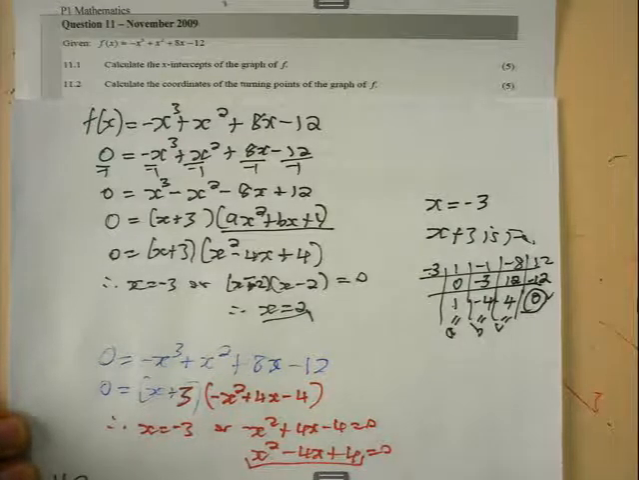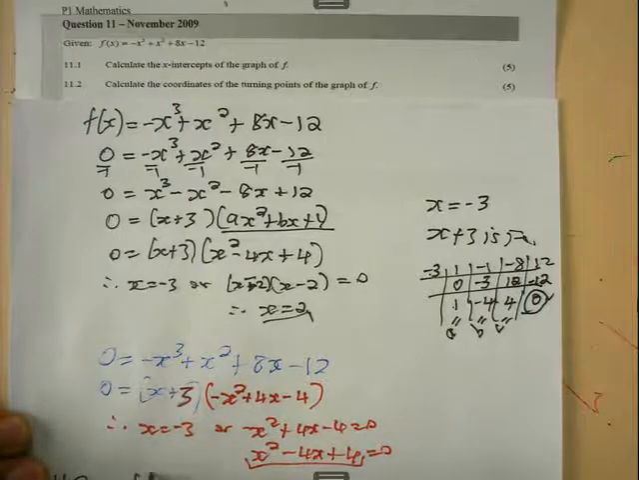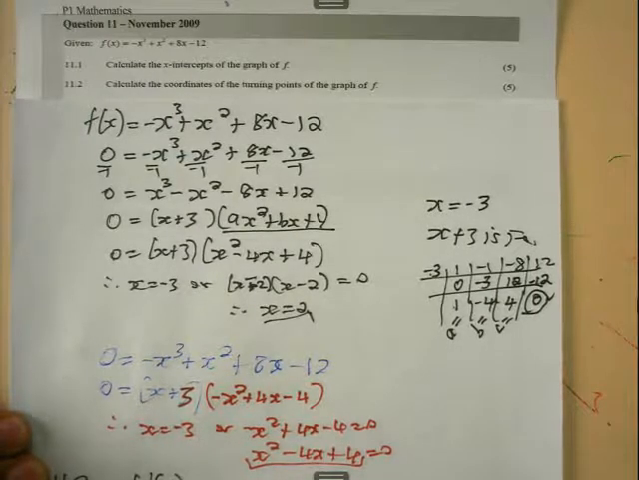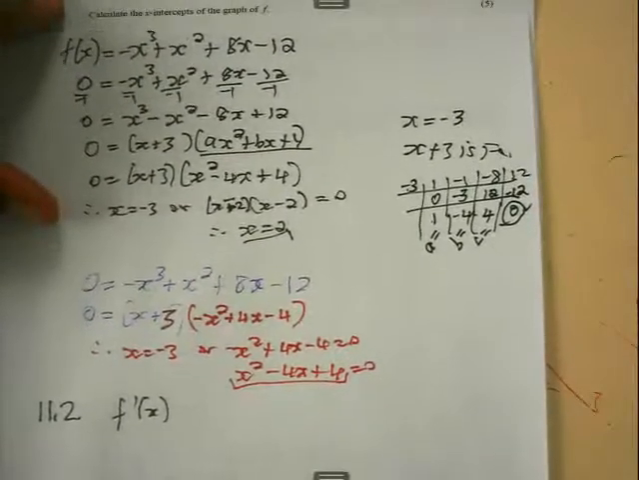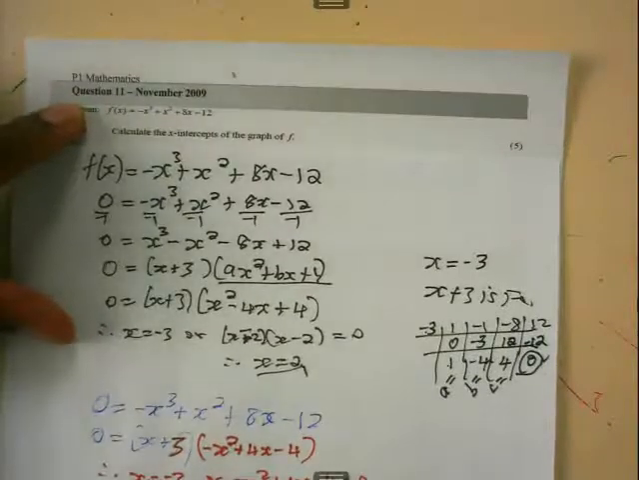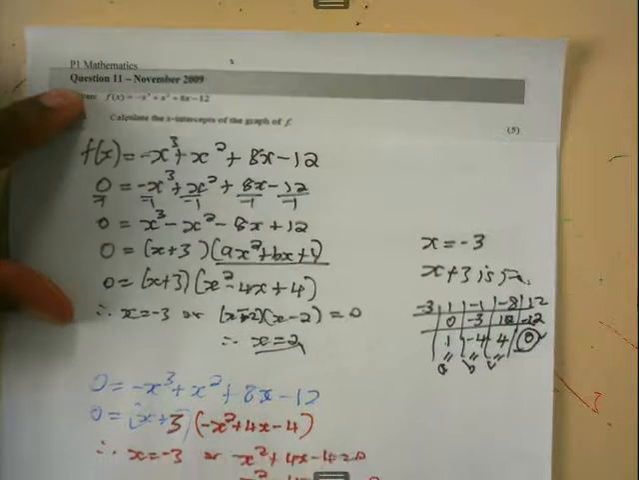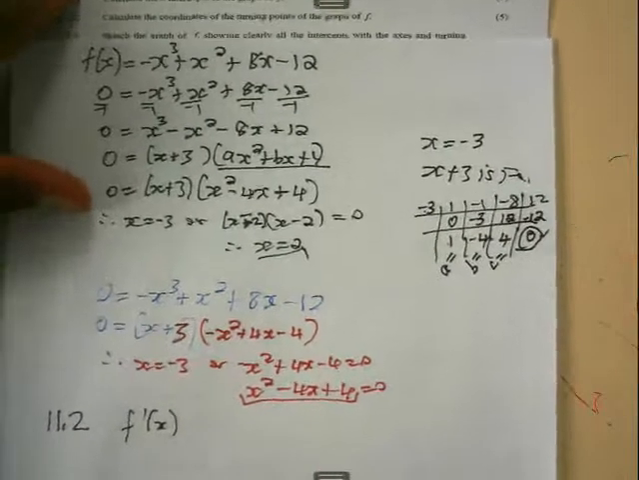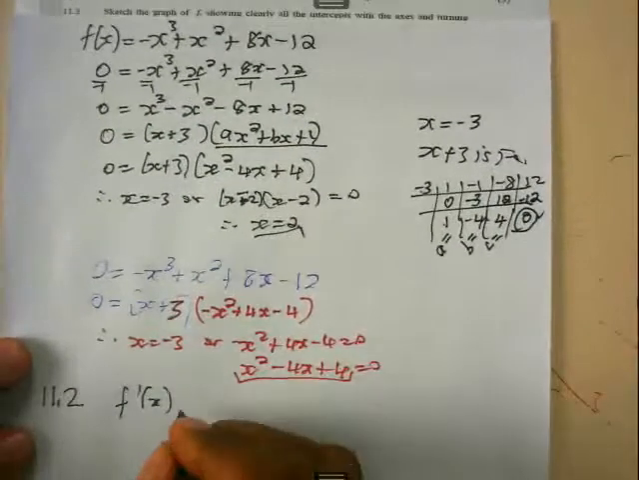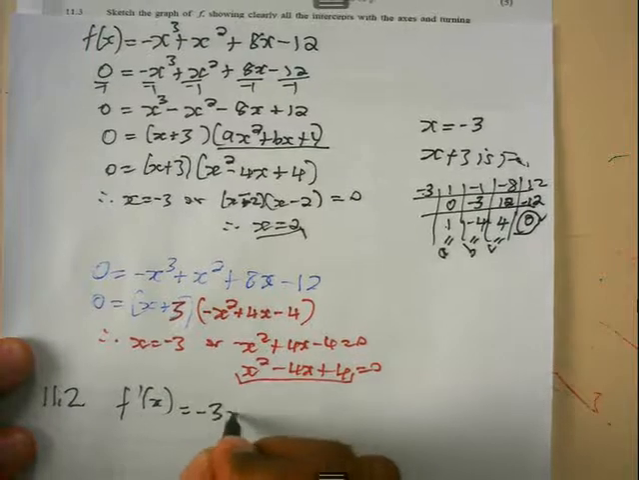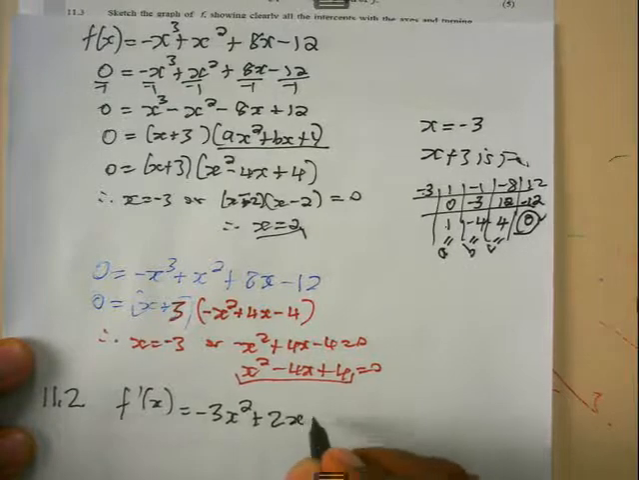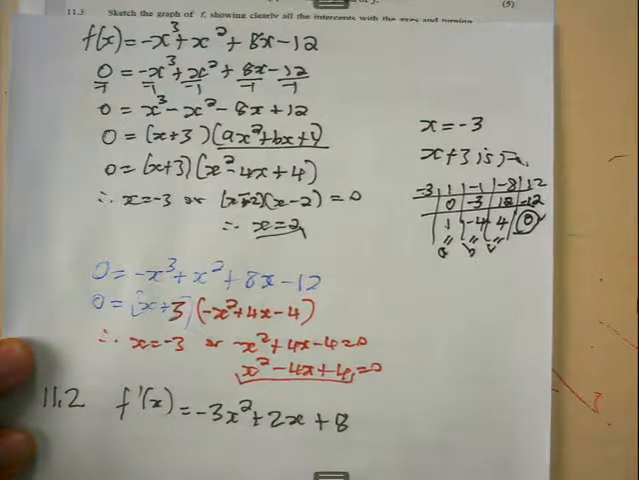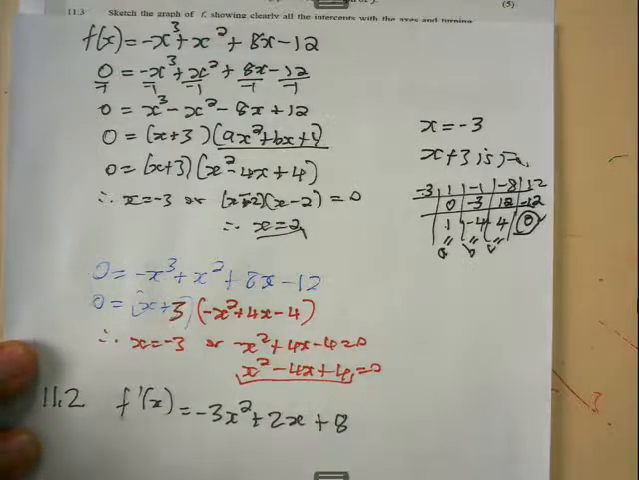Like we indicated at the beginning, we need to take f of x and find f prime of x. Now, what is f of x? We agree that it is minus x to the power of 3 plus x squared plus 8x minus 12. Now we find the derivative of f. The derivative of f will then be minus 3x squared plus 2x plus 8. Of course, the derivative of minus 12 is 0.